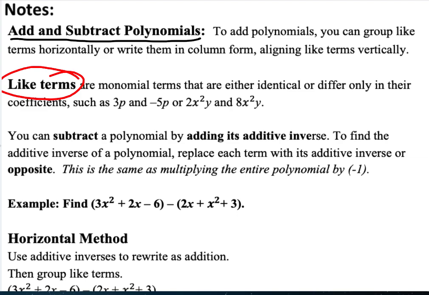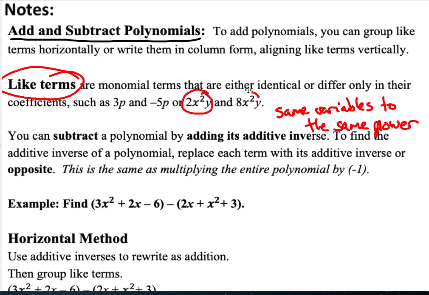So the key is they have to have the same variables to the same power. Otherwise, they're not like terms with each other. Okay? So like in the example here, 2x squared y and 8x squared y are both like terms. We would have 10x squared y's.